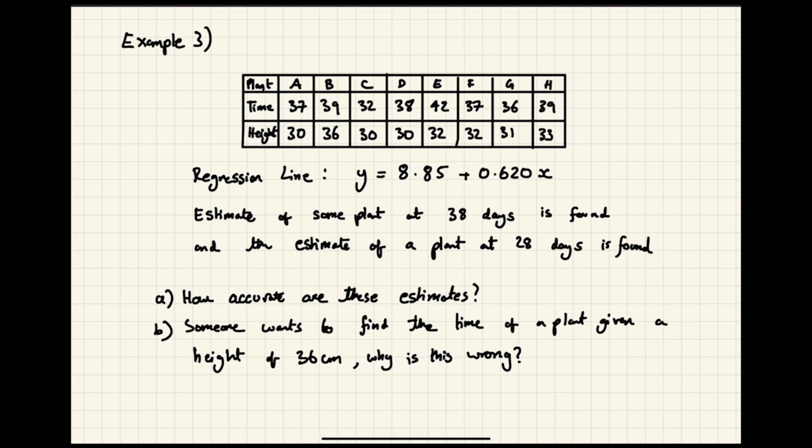And it says that here, some estimate of a plant has been taken for 38 days. So they've found a plant, and they want to estimate what that plant would look like at 38 days. And an estimate of a plant is also found at 28 days. And then the question is saying, well, how accurate are these estimates?